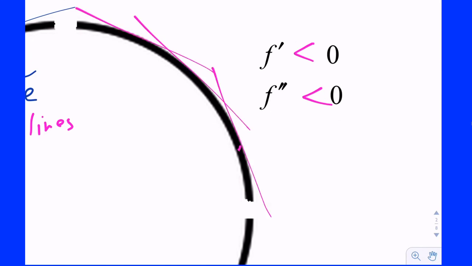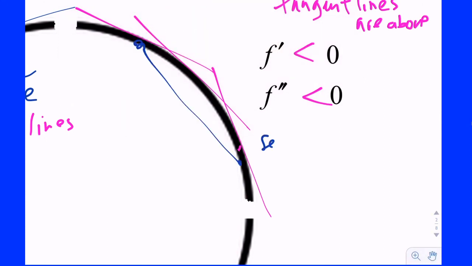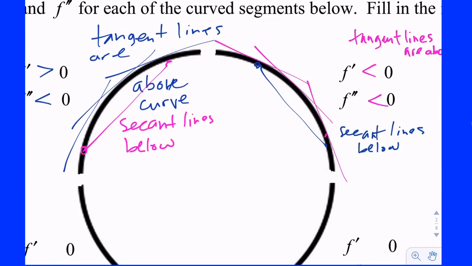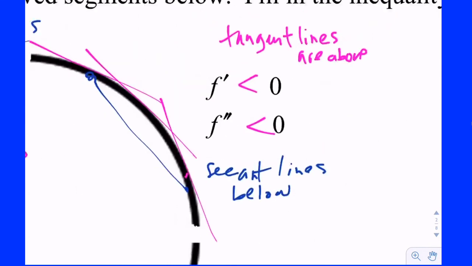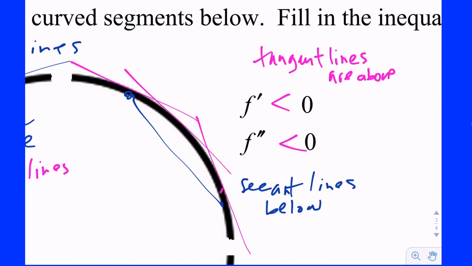Okay, notice your tangent lines are still above, right? It's concave down and your tangent lines are above the curve. And your secant lines are still what? Your secant lines are still below. And that has to do with the concavity. Notice anytime your graph is concave down like a frown, your tangent lines will be above and your secant lines will be below. Now it's kind of weird to say here that the slopes are decreasing, right? Because they're getting steeper, but in the negative direction.